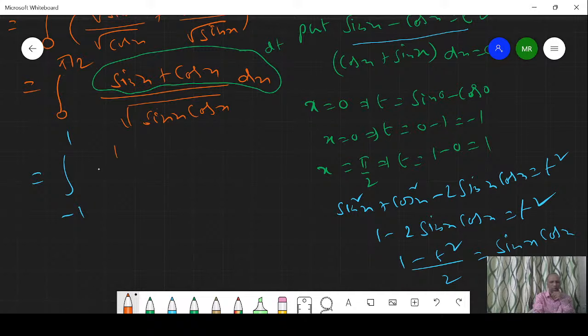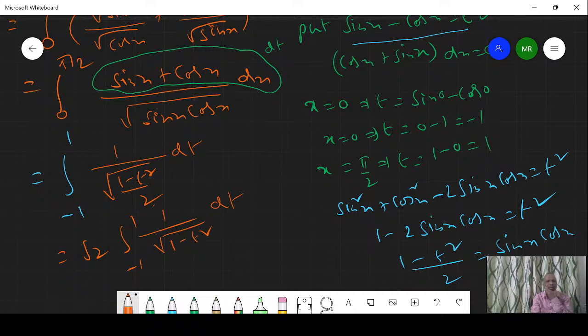So 1 by root of sin x cos x, which is (1 minus t square) by 2 inside the root. I can write it as root of (1 minus t square) by 2, dt. So this will become root 2 into the integral from minus 1 to 1 of 1 by root of 1 minus t square dt. Correct? You observe, the problem is an important problem.